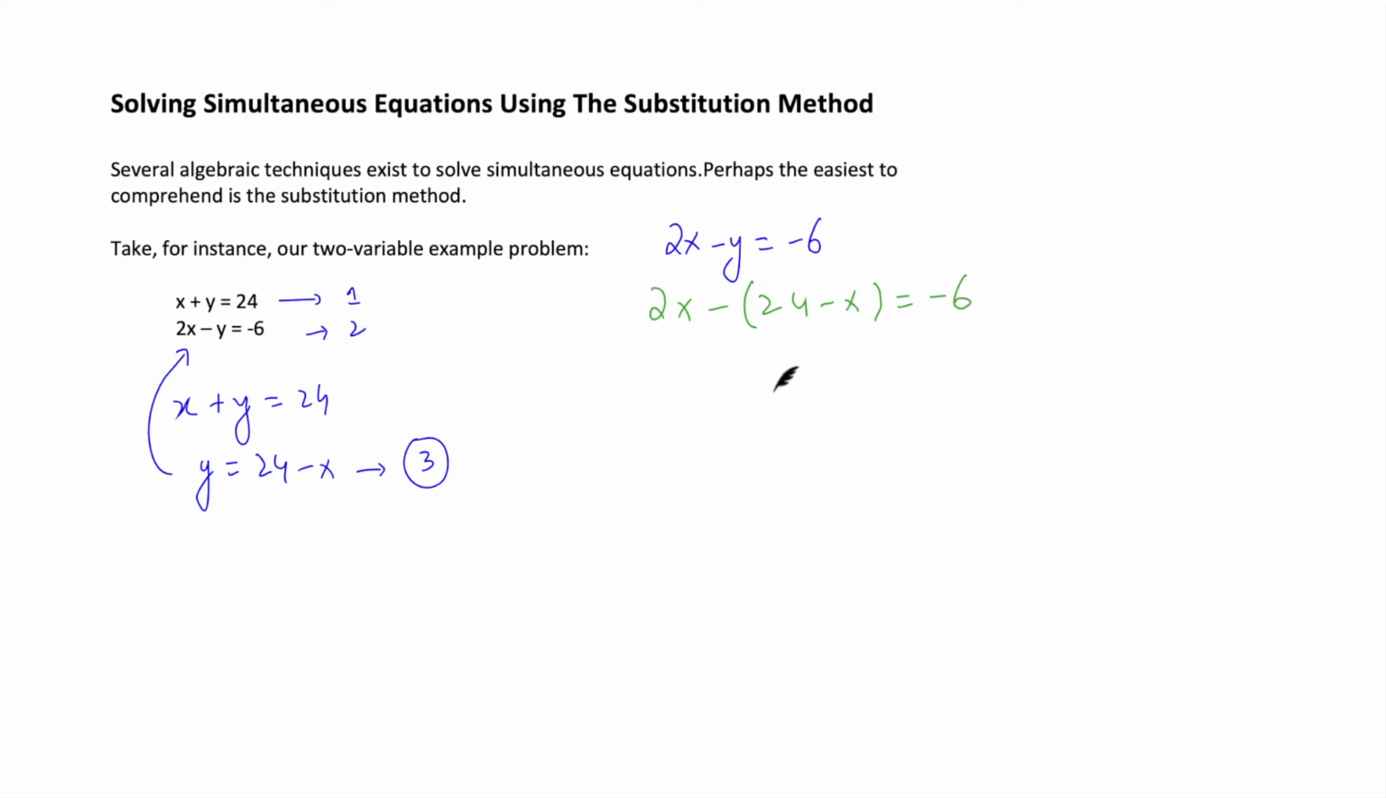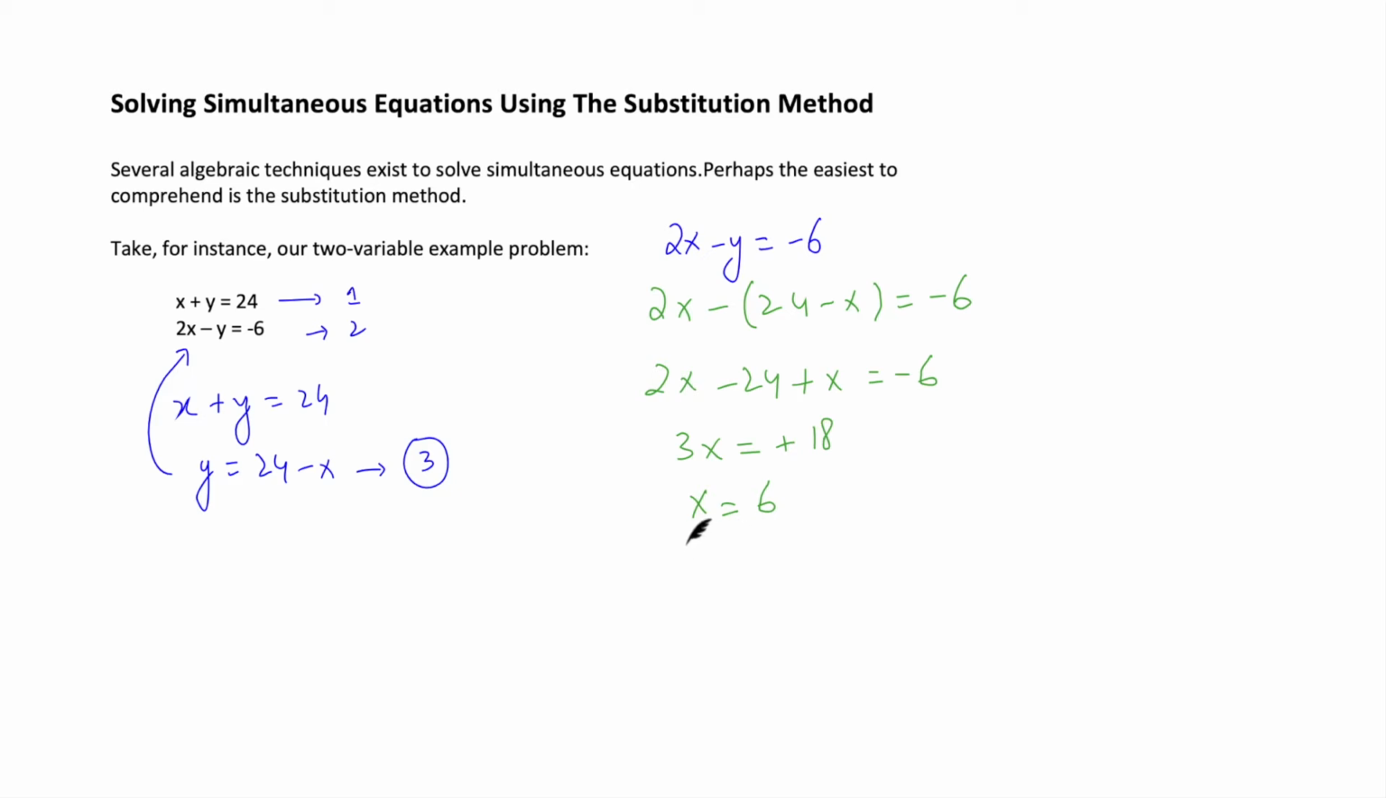If you want to use the elimination method, you can. That's completely up to you. Okay, now do the simple math and you will have your answer. 2x minus 24, minus into minus is plus, plus x equals minus 6. Combine the like terms. We have 3x equals minus 6 plus 24. We have plus 18. Do the math and you will see x equals 6. 18 divided by 3 is 6.